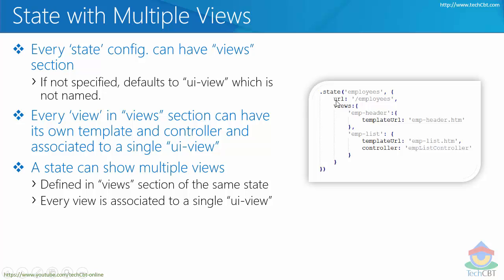A state can have a view section, and that view section can define multiple views. So in this case I am saying that this is the template which needs to be displayed as part of the UI view which is named EMP header, and this is another template, EMP List, which should get all the information from the controller, and once it receives the data from the controller, figure out and render the UI directly into another UI view which is named EMP List.